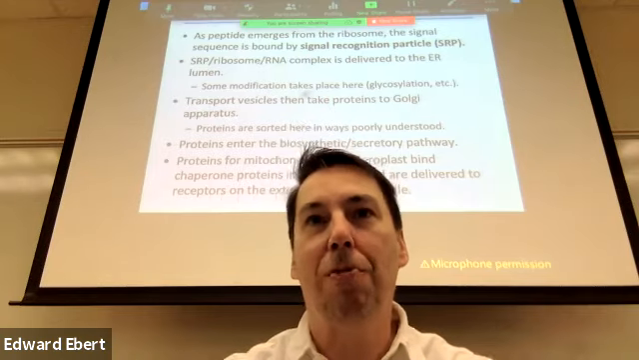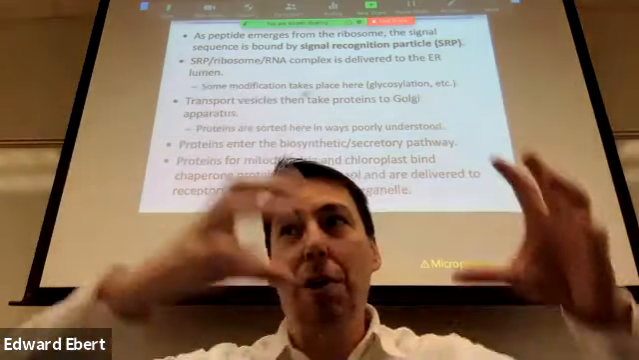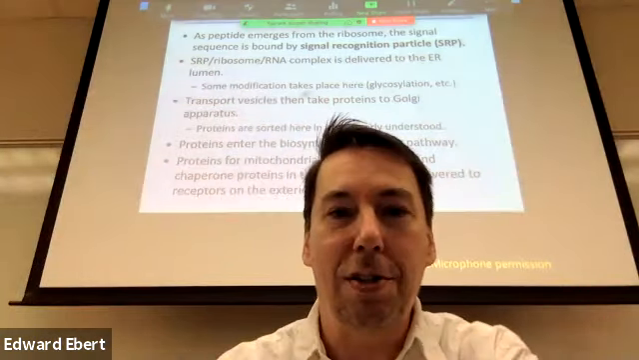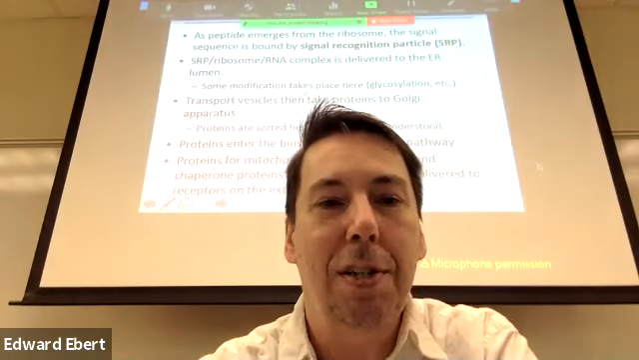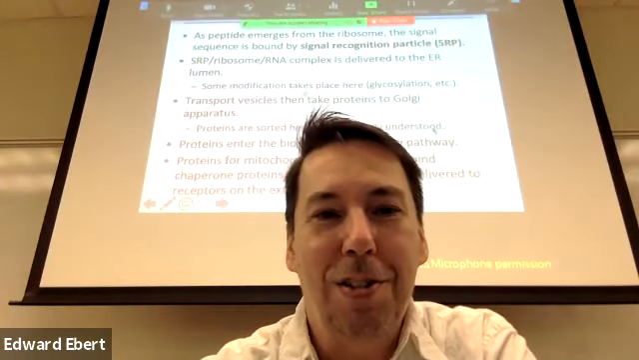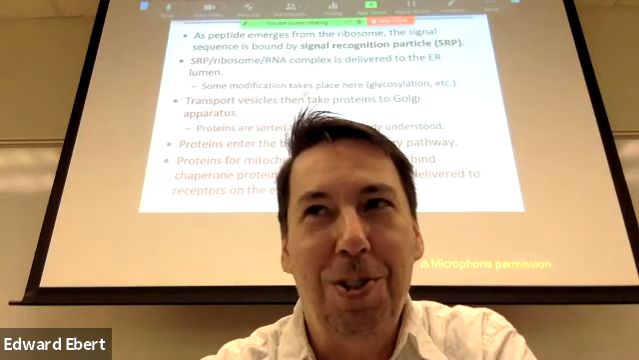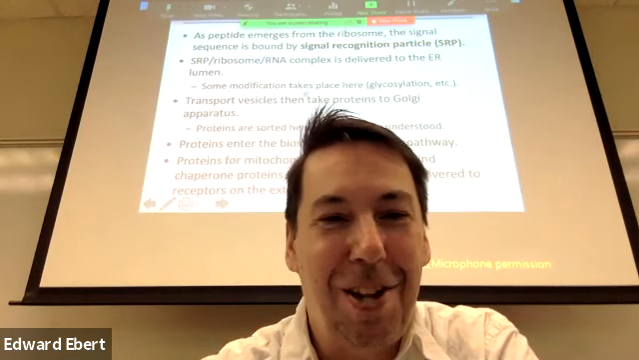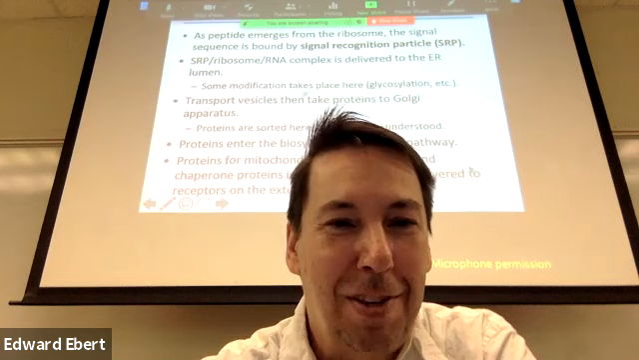Here we have transport vesicles. So we'll see this budding off from the ER that'll take things to the Golgi apparatus for more processing. I like this: proteins here are sorted in ways that are poorly understood. Yeah. There's a lot more to learn. There's always more to learn.